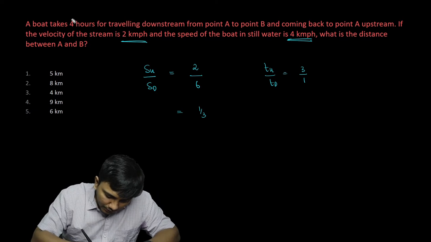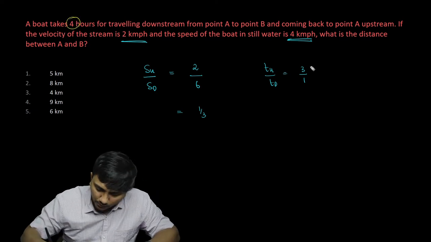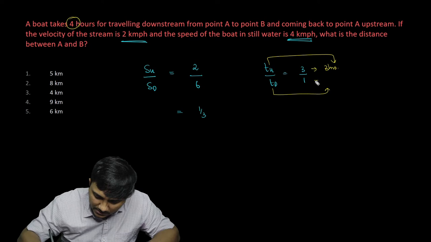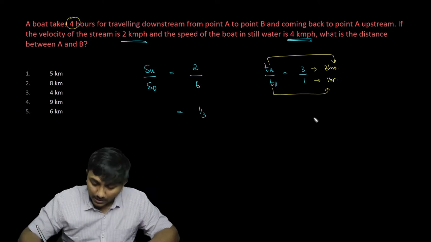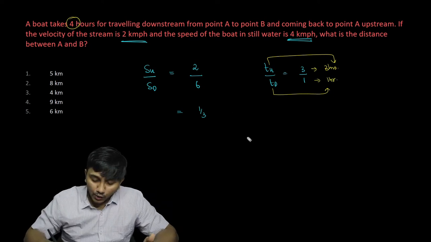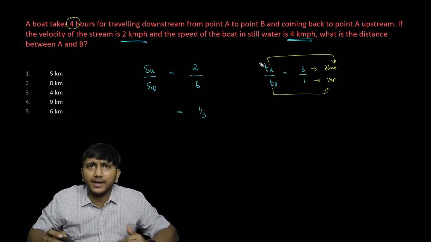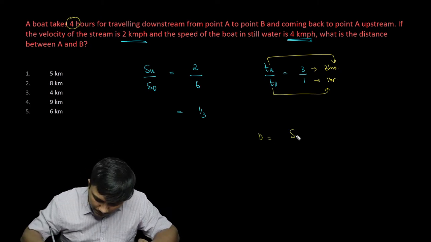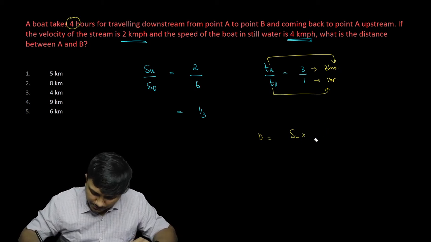And it is given that total time taken is 4 hours. So I can say this three parts is actually 3 hours. The actual time taken upstream is 3 hours. Similarly, time taken downstream is equal to 1 hour. Okay. Now, if I know speed upstream and time upstream, I can find out the distance upstream, right? So distance is equal to speed upstream into time taken. That should be upstream.